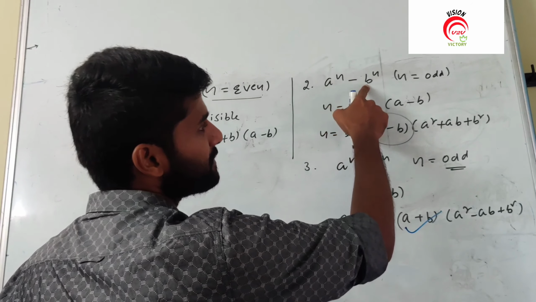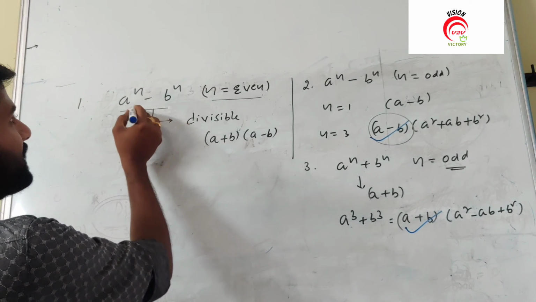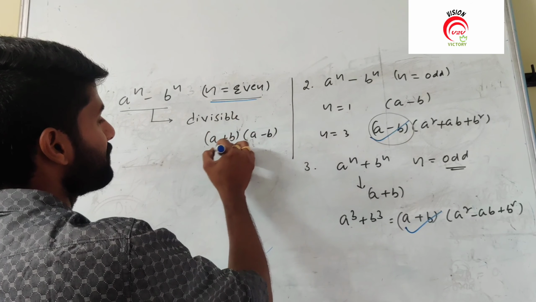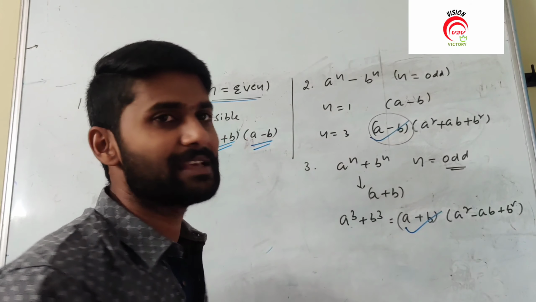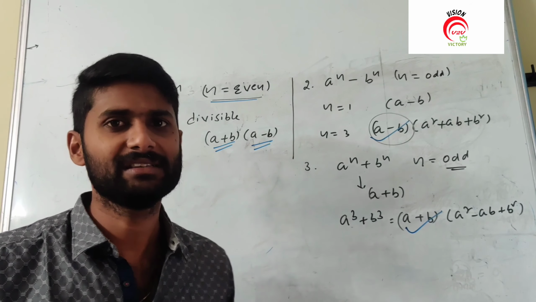If aⁿ − bⁿ, where n is an odd number, it is always divisible by a − b. If n is an even number, it is always divisible by (a + b)(a − b). So you can consider a + b or a − b.